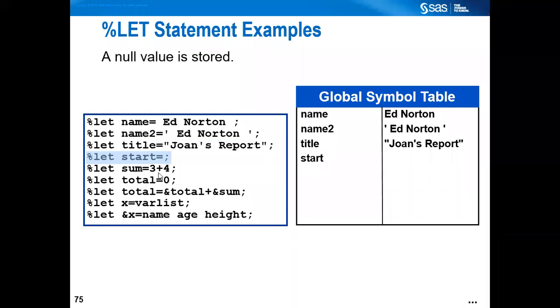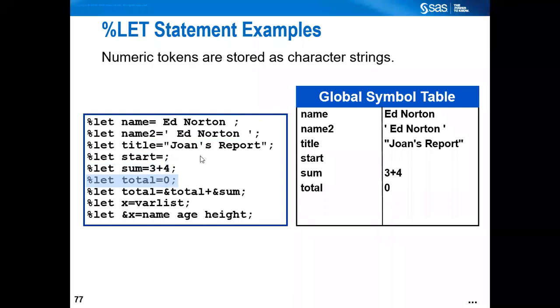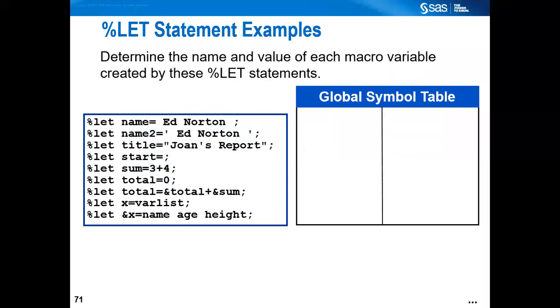How about this? 3 plus 4. Absolutely. Mathematical expressions are not evaluated. It will be saved as 3 plus 4 as a text value itself. How about the next value? 0. Absolutely.